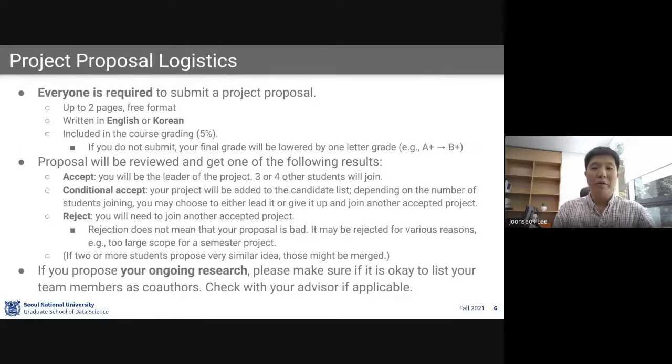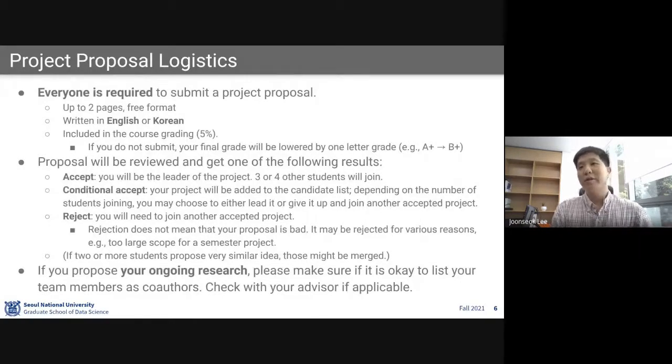And conditional accept is, we may or may not have this, but if your project looks good but it's sometimes on the borderline, or if it's too specific to some particular area, I may give conditional accept, which means if a sufficient number of students join the project, then you're going to do that. But otherwise, maybe that will be canceled, and you need to join some other projects. So last semester, we had 3 conditionally accepted projects. And 2 of them, we actually did. 1 of them was canceled.